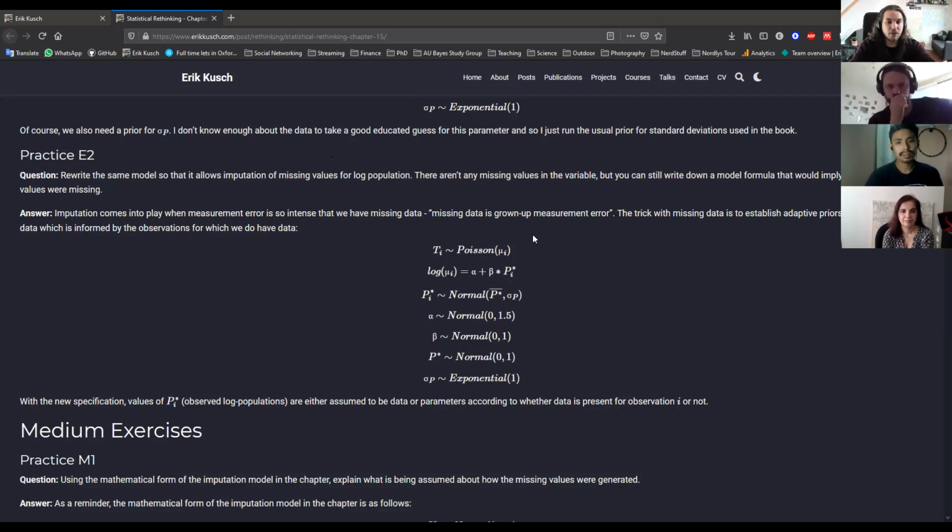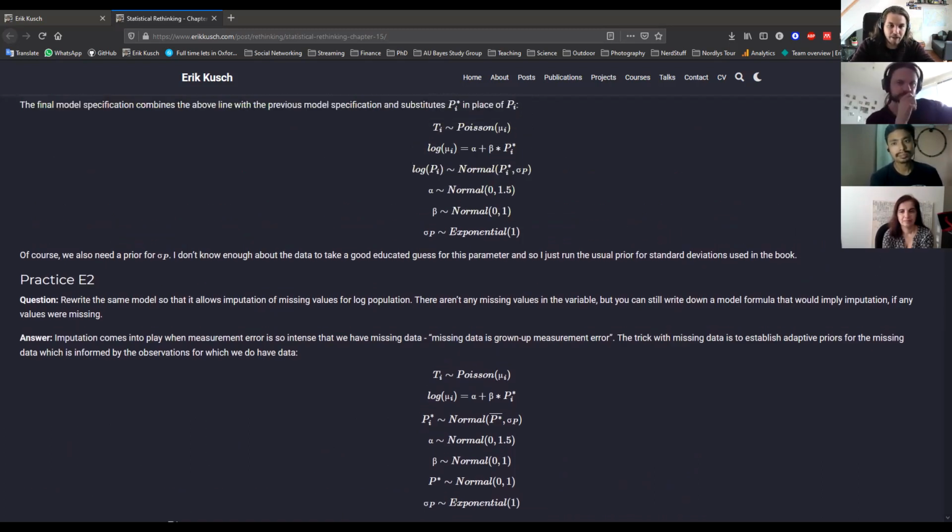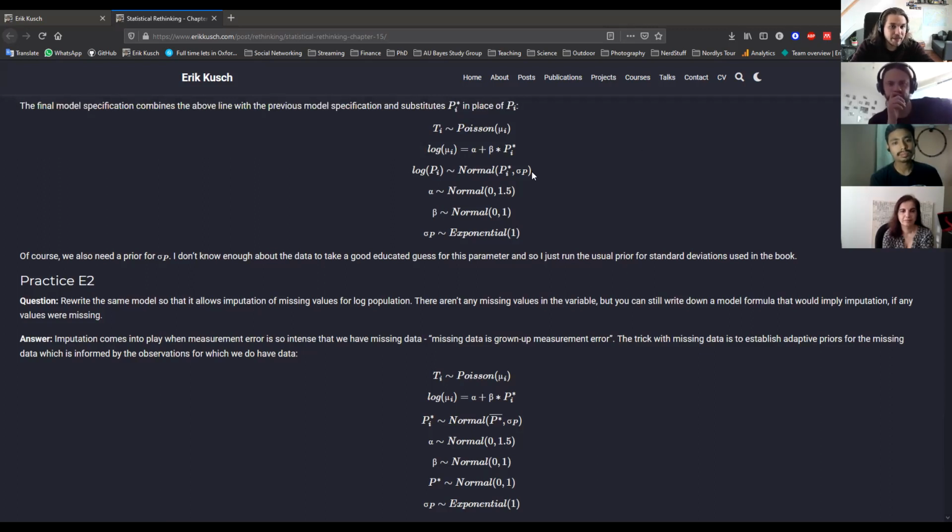In this case, all we have to do is take the model from above. I'll scroll up a tiny bit so we can see them both at the same time. The big thing that changes, so let's go through this line by line: the outcome distribution stays the same, the linear model stays exactly the same. This is where the change now comes in. This is where I switched from log something to P star, which is now just going to be log population.